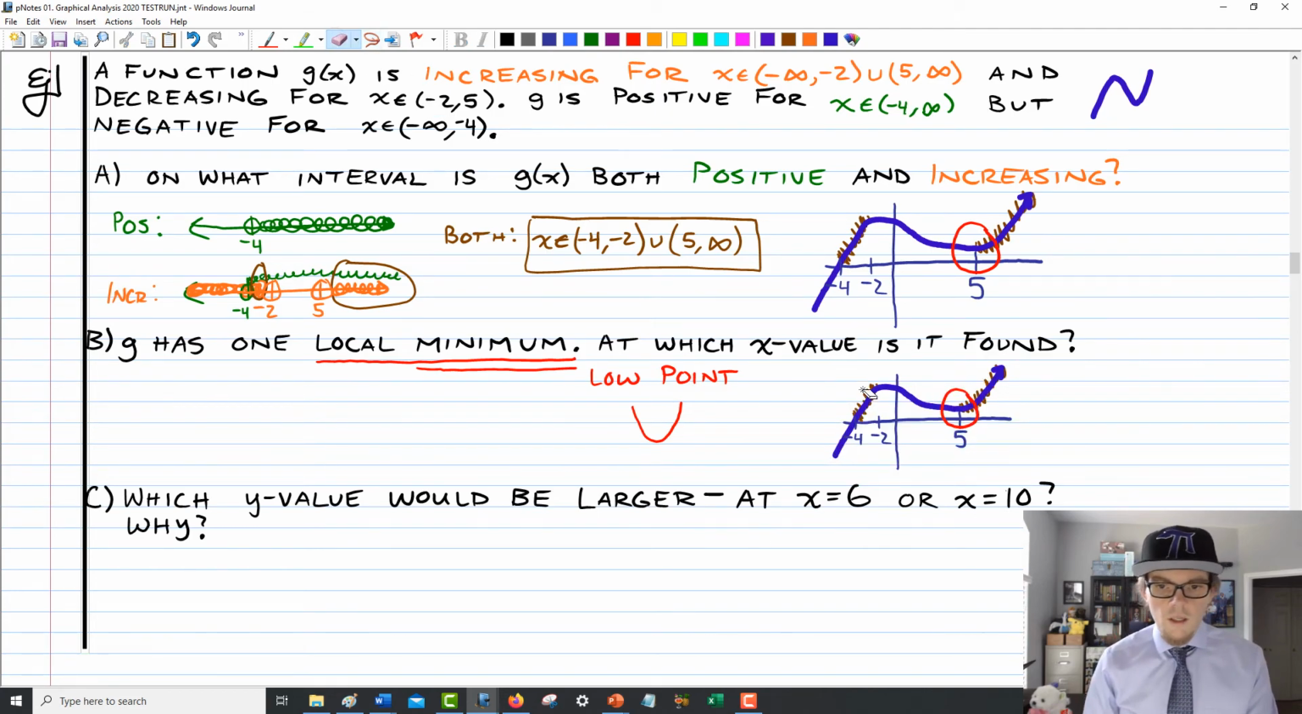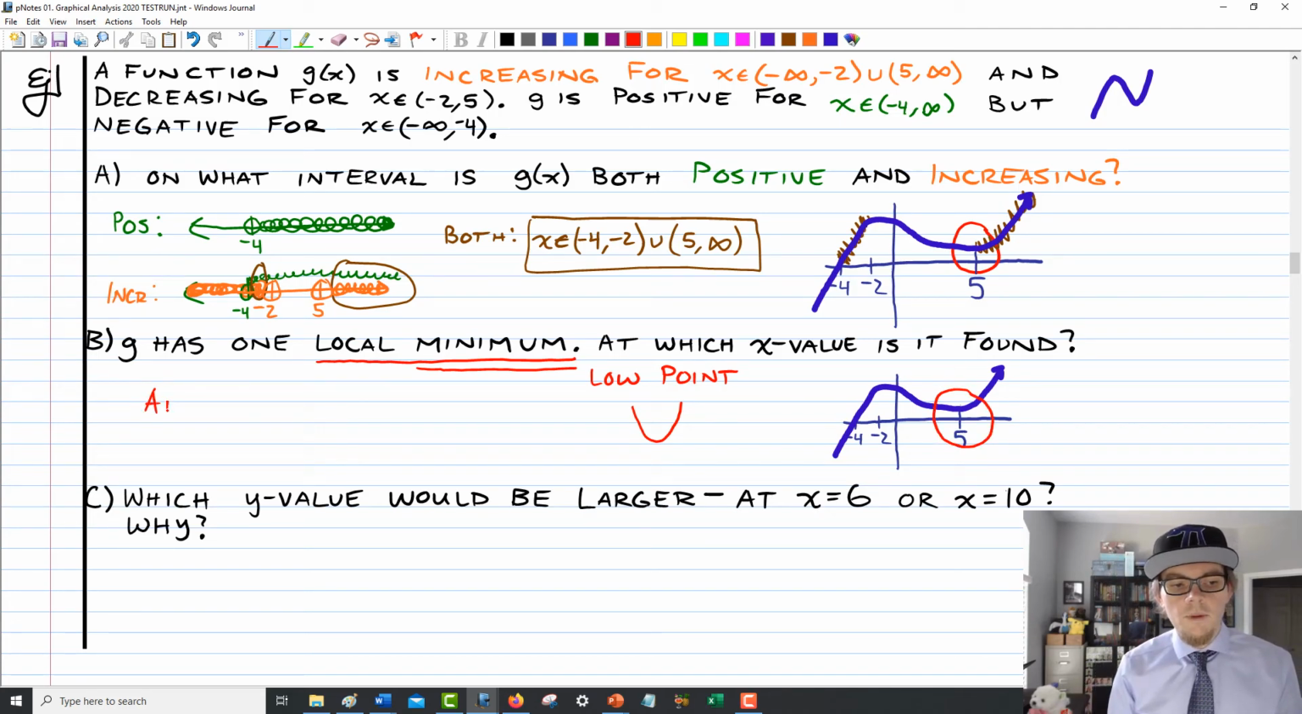Okay, so there's our graph that we have. We're looking for a low point. I see that there appears to be a low point right here. So I would go ahead and say that just from looking at the picture, the only low point that I see is at x equals 5.